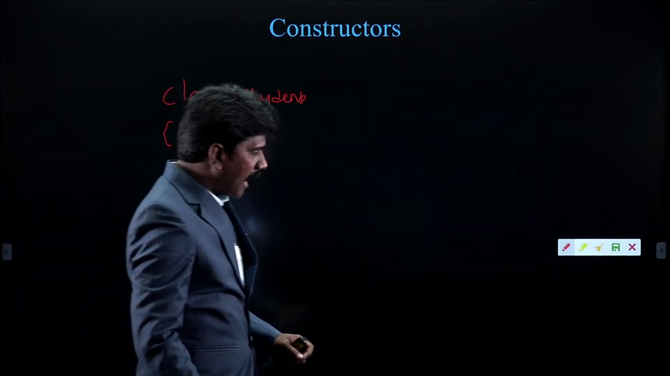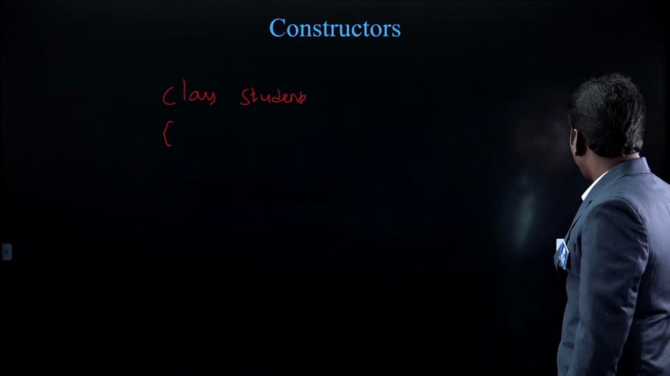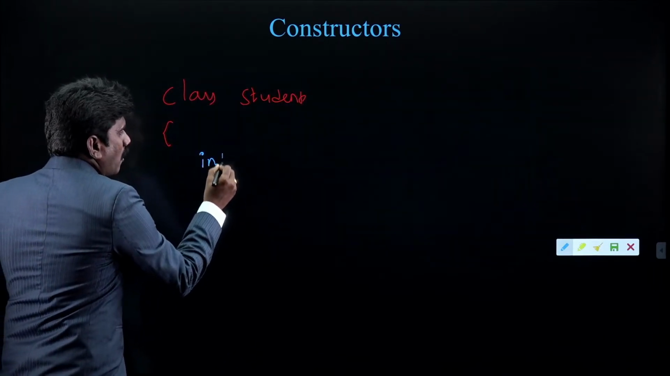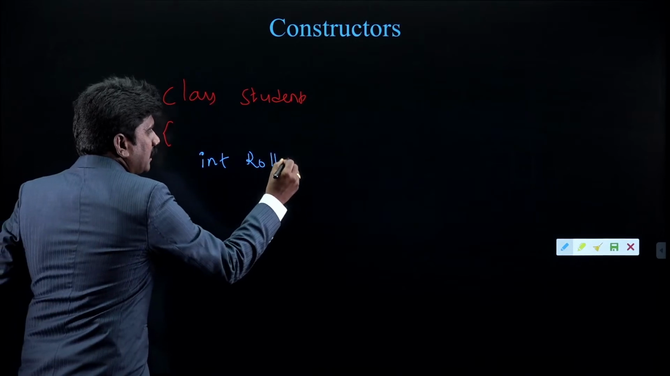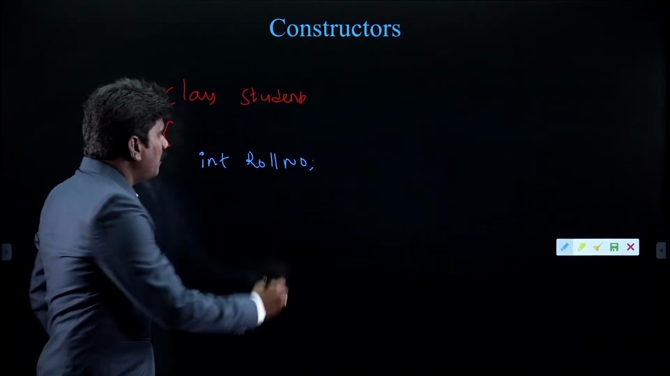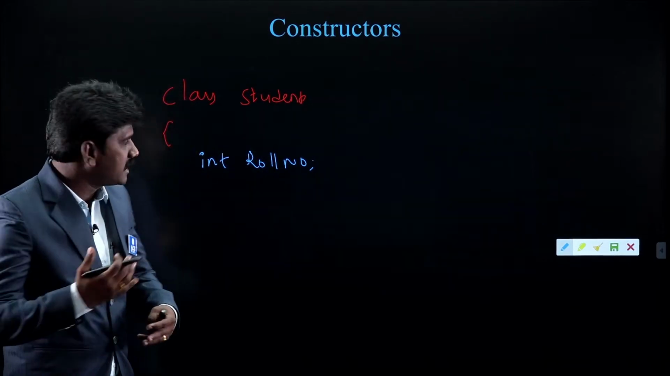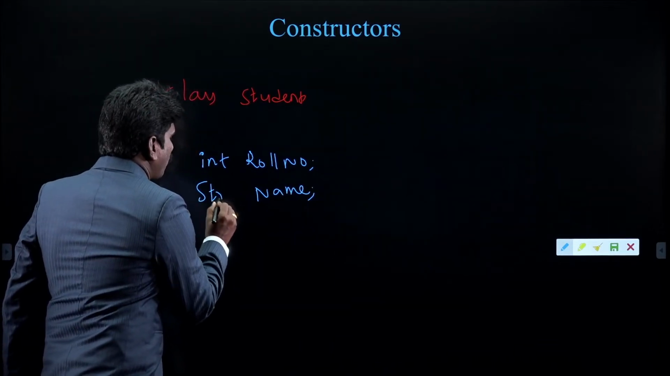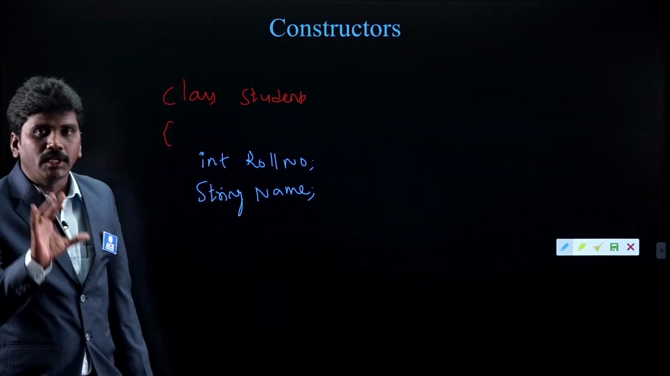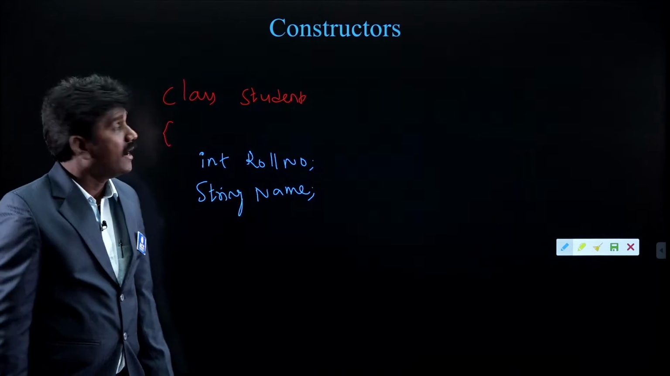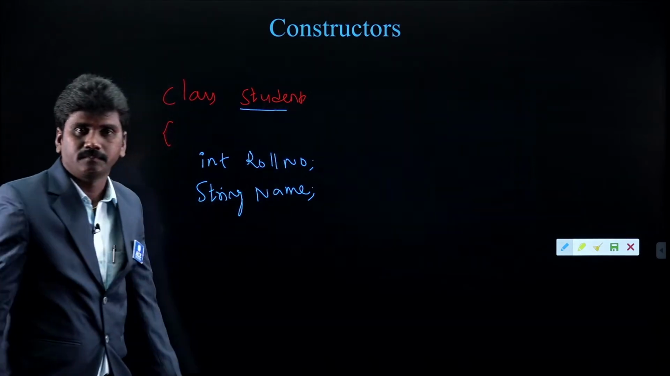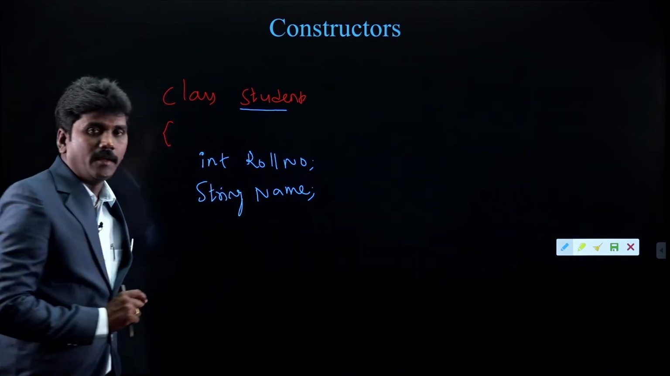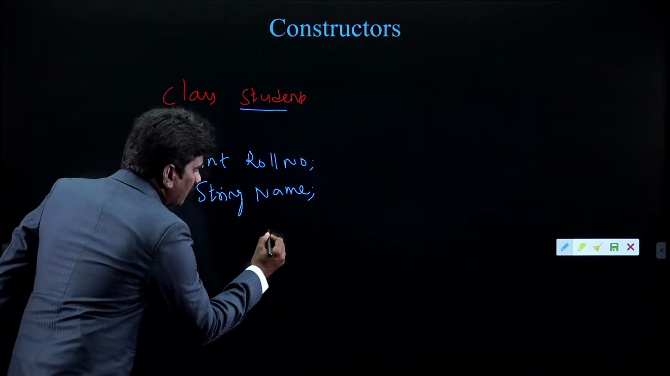Class is student. And in this class, the first one is roll number, which will be of integer type. And then the student name, which is normally of string type. So here I have taken two instance variables under the student class. Now I would like to display the roll number and name with the help of a method called the display method.